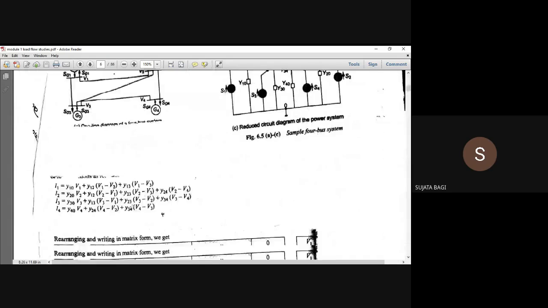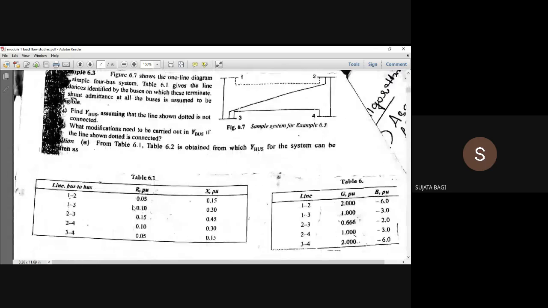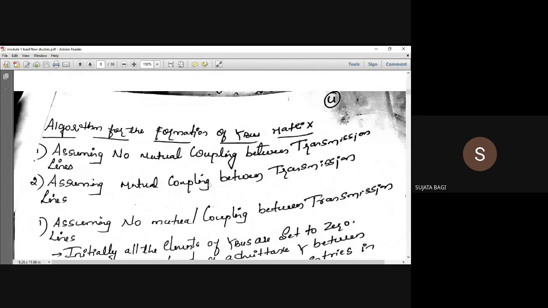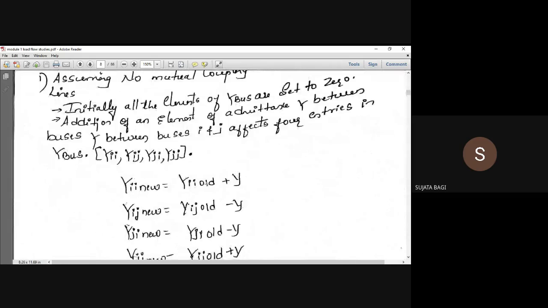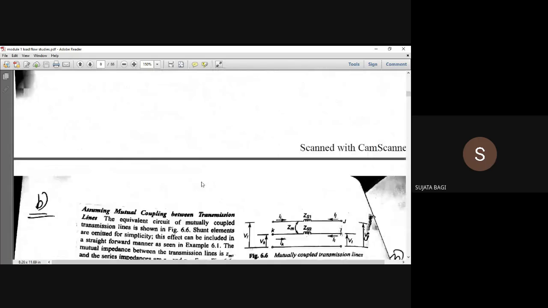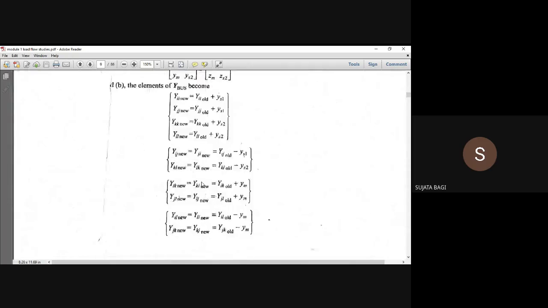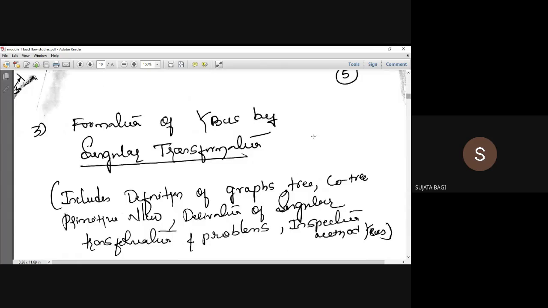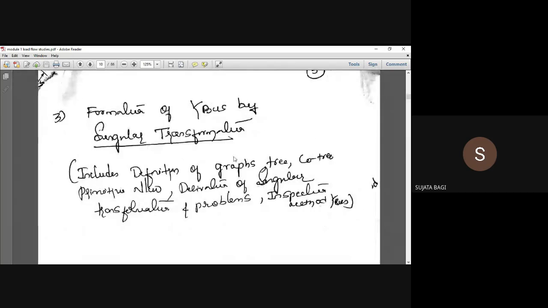With this, let us go to primitive networks and some algorithms. All the algorithms are not needed. The basics will be there, and I will discuss the main topics which are important from the exam point of view. To form the Y bus through singular transformation, graphs, trees and co-trees are very much important.